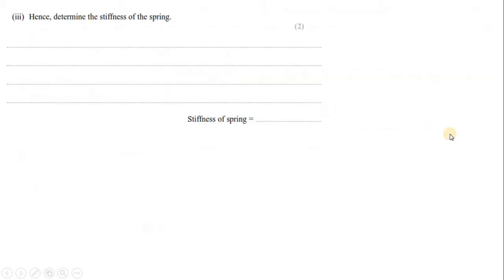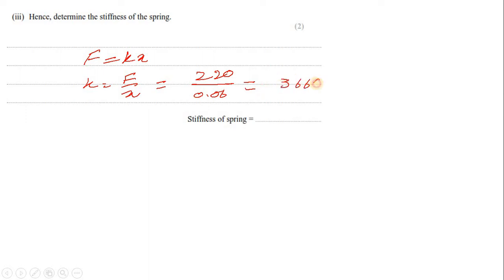Hence, determine the stiffness of the spring. Stiffness is nothing but K, the spring constant, and you know that F is equal to Kx. So K is equal to F upon x. F is 220 divided by extension 0.06. So the answer will be equal to 3666.66. You can round it off and say it is 3.7 × 10^3 N m^-1. So this is your stiffness.